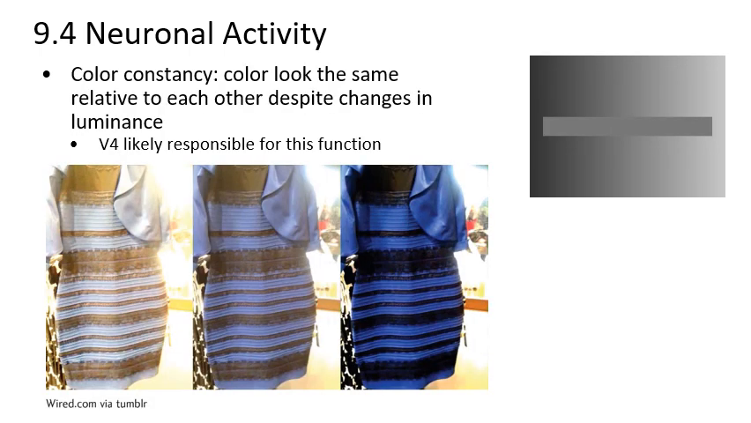So color constancy is this other function of color in our brain where we see colors when there are multiple colors in our visual field and we already know what they are. They will look similar even when there are changes in luminance in the environment. And the V4 in the visual cortex is likely responsible for this.